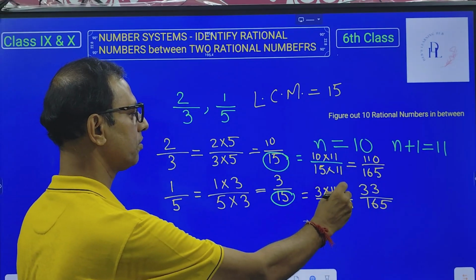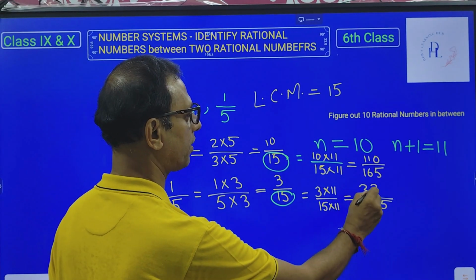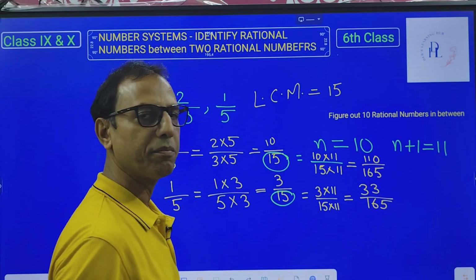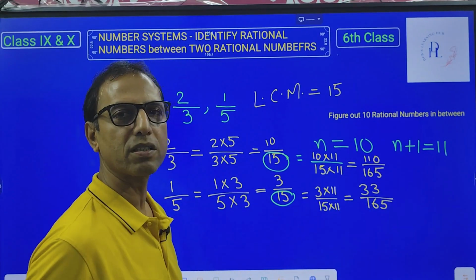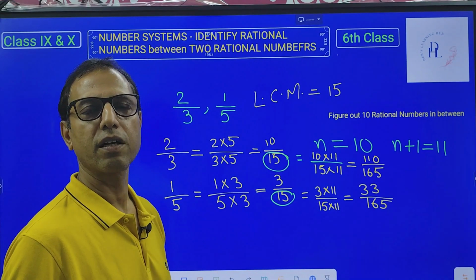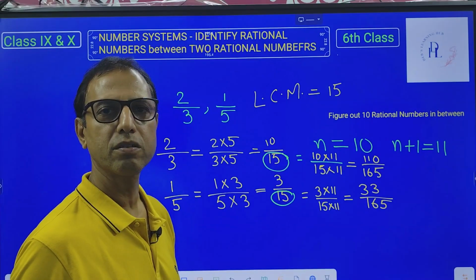Now you just figure out the numbers in between. 33 by 165 is the lower boundary. The upper boundary is 110 by 165. So 34 by 165, 35 by 165, there are so many rational numbers in between. You can figure it out. Got it?